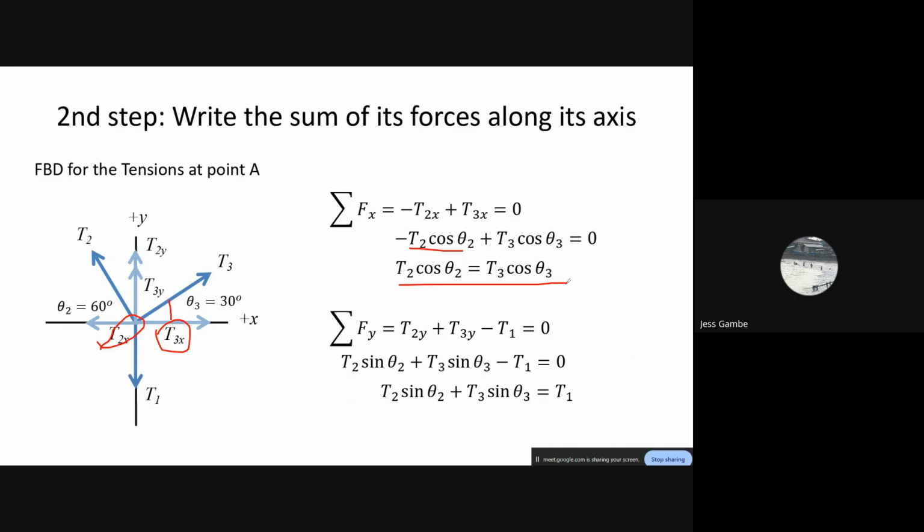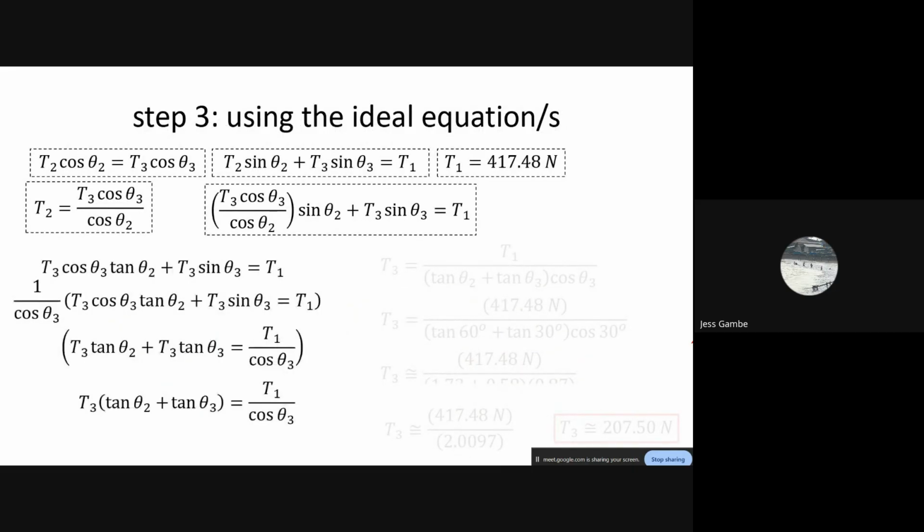So let's look at the forces along the y-axis. T2y and T3y are going upward, so positive. Going downward is T1. Again applying trigonometric function, T2y is T2 sine theta 2, T3y is T3 sine theta 3, negative T1. Transpose, so it becomes positive here. So you now have two expressions with two unknowns, so it is within the realm of possibility to solve.